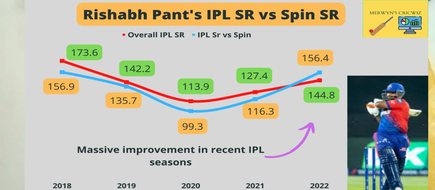But if you ignore 2020 and look at 2021 and this year, 2022, you see a big surge in the performances against spin. Overall performances as well as against spin. And that is a huge positive sign for him, looking at the way he has been able to score freely off spin in the IPL format.